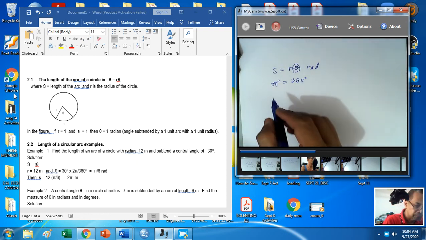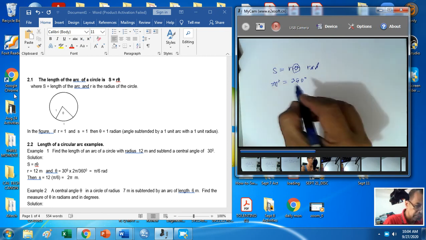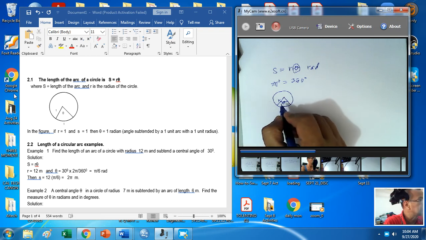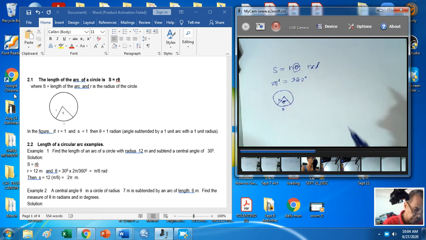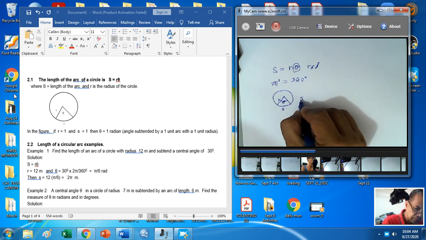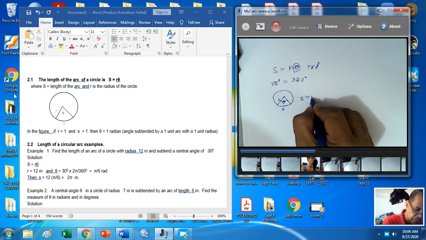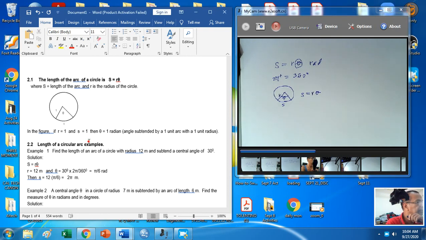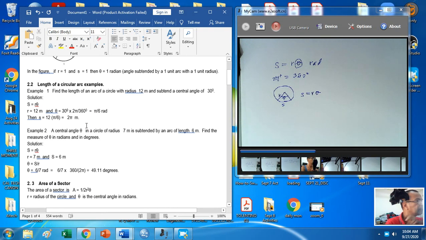Okay, so in this circle here, kung halimbawa ito yung r, ito yung subtended angle theta, and then this is your s. So your s is just equal to what? R of theta. Okay, so now let's have an example from 2.2.